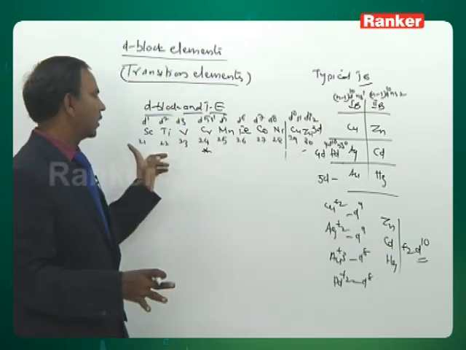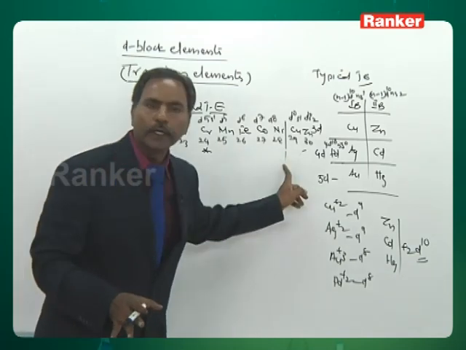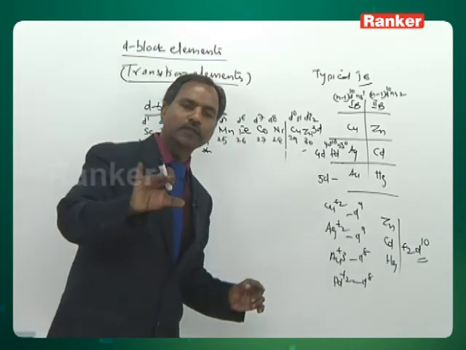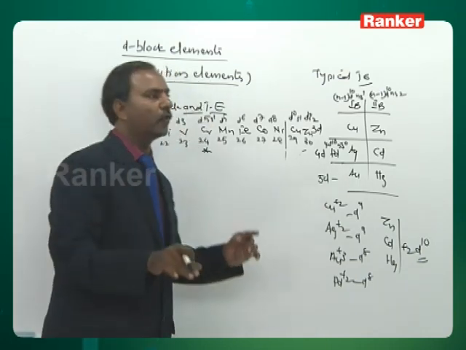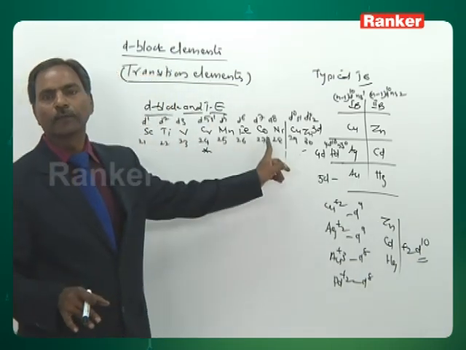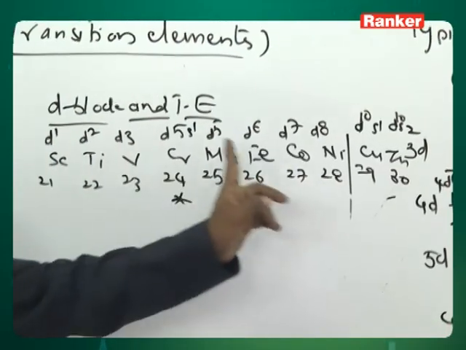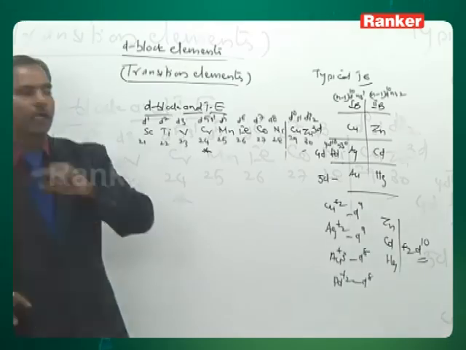Therefore, scandium 21 to nickel 28, we can consider them as what? d block elements and also transition elements. Therefore, all the transition elements are d block elements. Come to the next point.